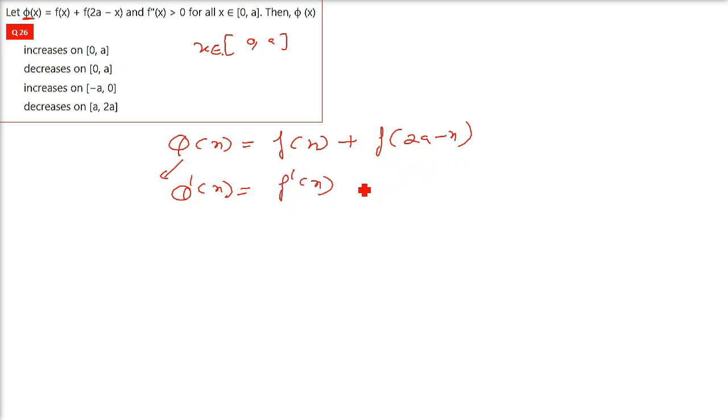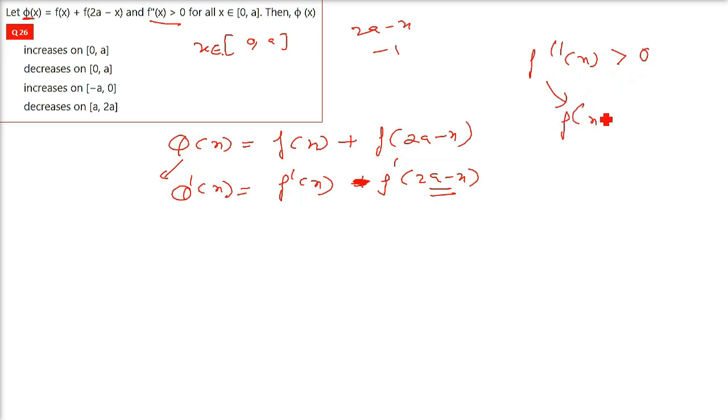Let us differentiate it. So phi dash x you can write as f dash x, and then f dash 2a minus x times the differentiation of 2a minus x, which is minus 1. I'm replacing it. I don't write many steps, I do it here only. So I just placed it as negative. This has to be written separately, but I have just written it to save our time. So now f double dash x is greater than 0. What does it mean? F dash x is an increasing function. Because this is not a question of this chapter, double differentiation we have not dealt with in this particular chapter.